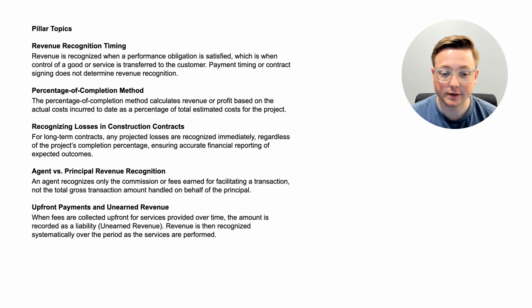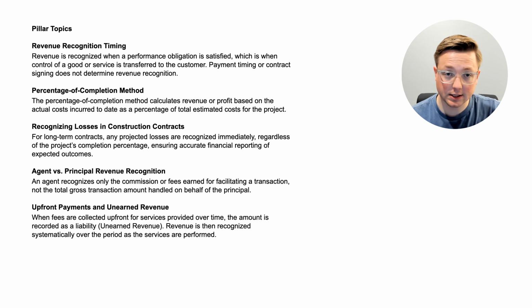Now let's talk about the agent versus principal revenue recognition. Again, agent versus principal, this is something that you're not going to dive into very much for FAR. This is something that's been moved mainly to BAR and a little bit on reg as well. But overall, what you need to know for FAR is that an agent, which is, again, somebody that's acting on behalf of somebody else, an agent recognizes only the commission or fees earned for facilitating a transaction.